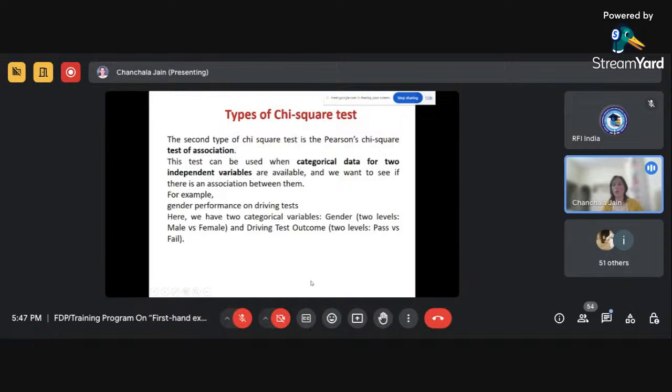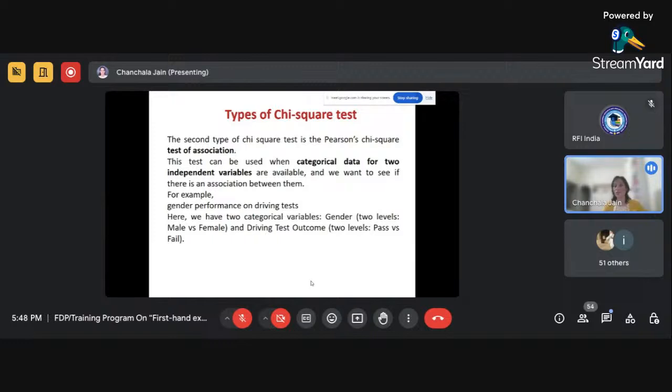Now, talking about the second type of chi-square test. The second type is known as Pearson's chi-square test of association, or independence of attributes. Generally, this is known as the two-way chi-square test. Two-way chi-square test means here we will be having 2 categorical variables.